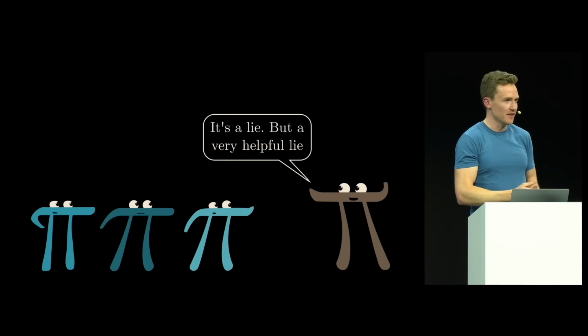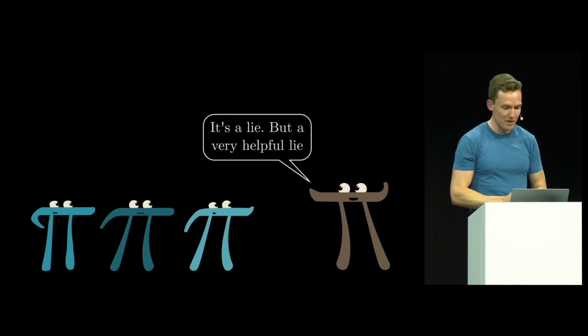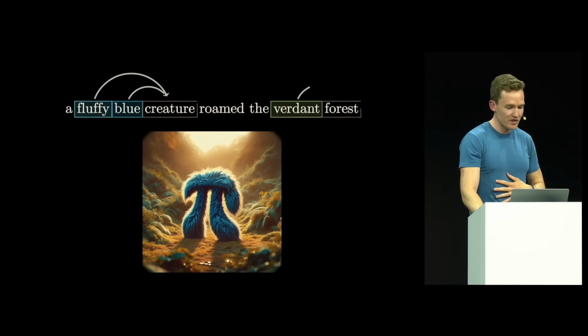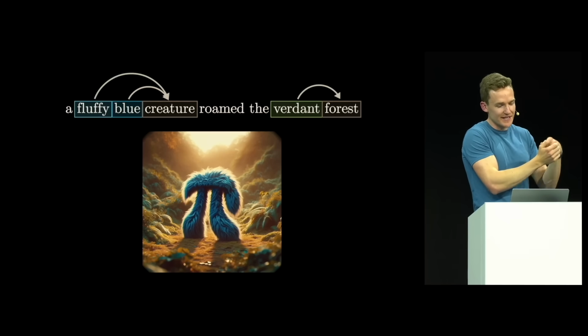We would hope that it learns. But this isn't to say that it's necessarily what actually happens in production models. Let's say we have some kind of phrase like "a fluffy blue creature roamed the verdant forest." We want to think about how the nouns in that phrase get updated by the adjectives.